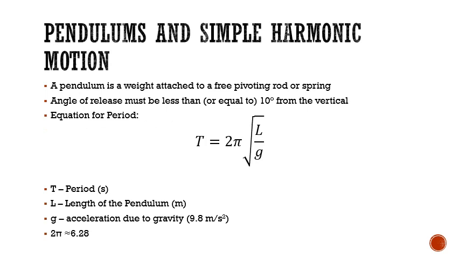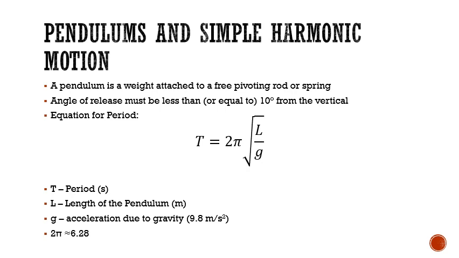So let's take a closer look at pendulums specifically. Now, pendulums and springs are not the only things that go through simple harmonic motion, but for today's class, those are the 2 things that we are going to look at. So a pendulum is a weight attached to a free pivoting rod or spring. The angle of release, in order for it to be simple harmonic motion, must be less than or equal to 10 degrees from the vertical.